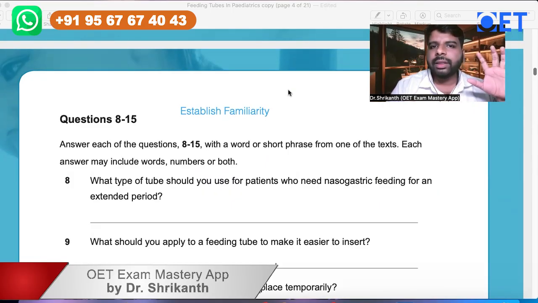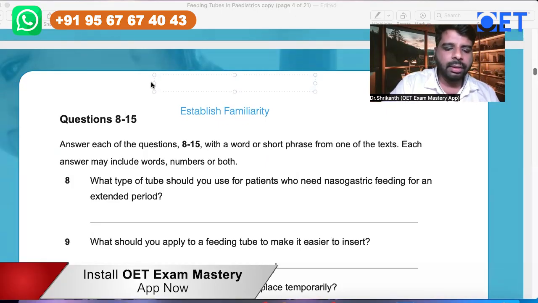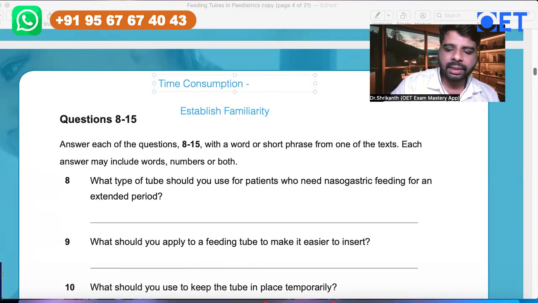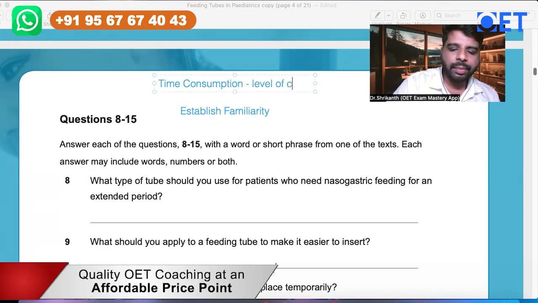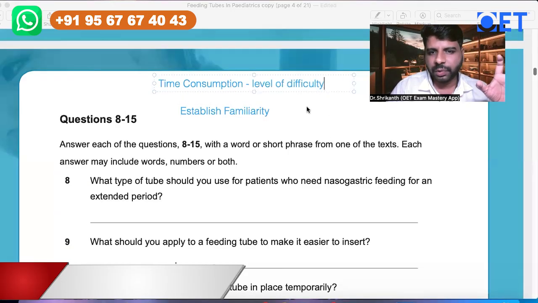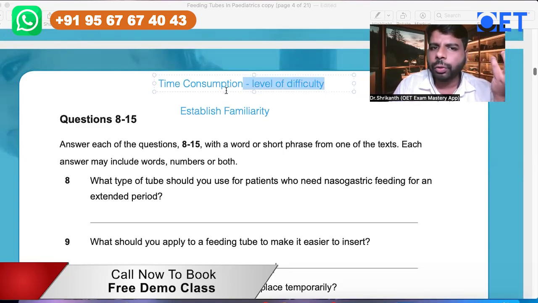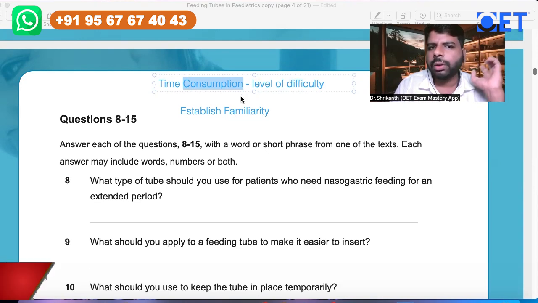Right. And when it comes to reading part A, you need to understand it is all about time consumption. That is, the difficulty level of a question is basically related to its time consumption. So what do you understand from this? That means if it is an easy question, if the level of difficulty is very, very easy, then it will not consume too much time. Within 5 seconds, you will be able to find the answer because it is an easy question. The level of difficulty is very, very easy, so it will not consume too much time.